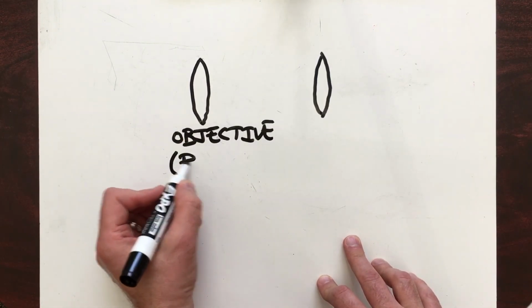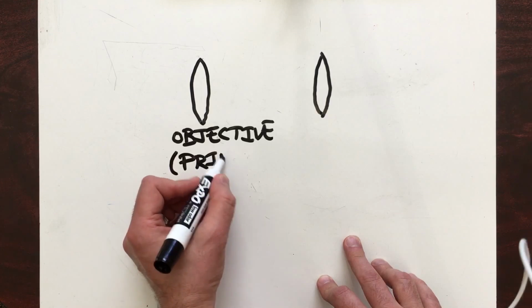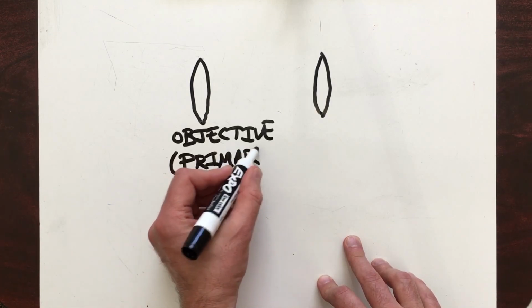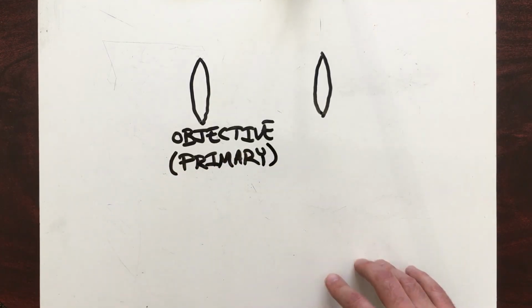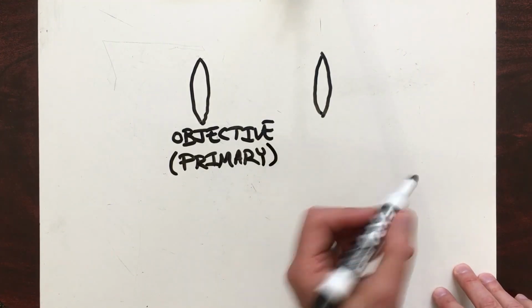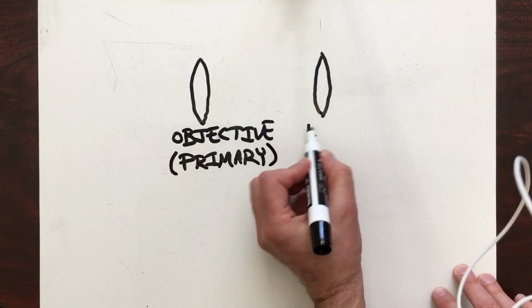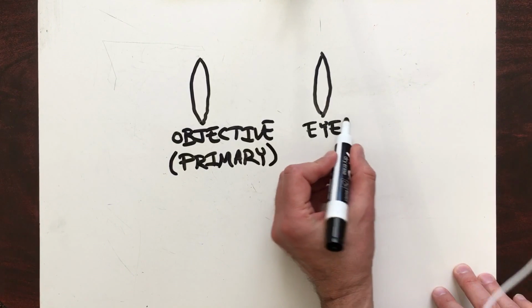Sometimes also referred to as the primary. And then this other one, that's what you look through. That's known as the eyepiece.